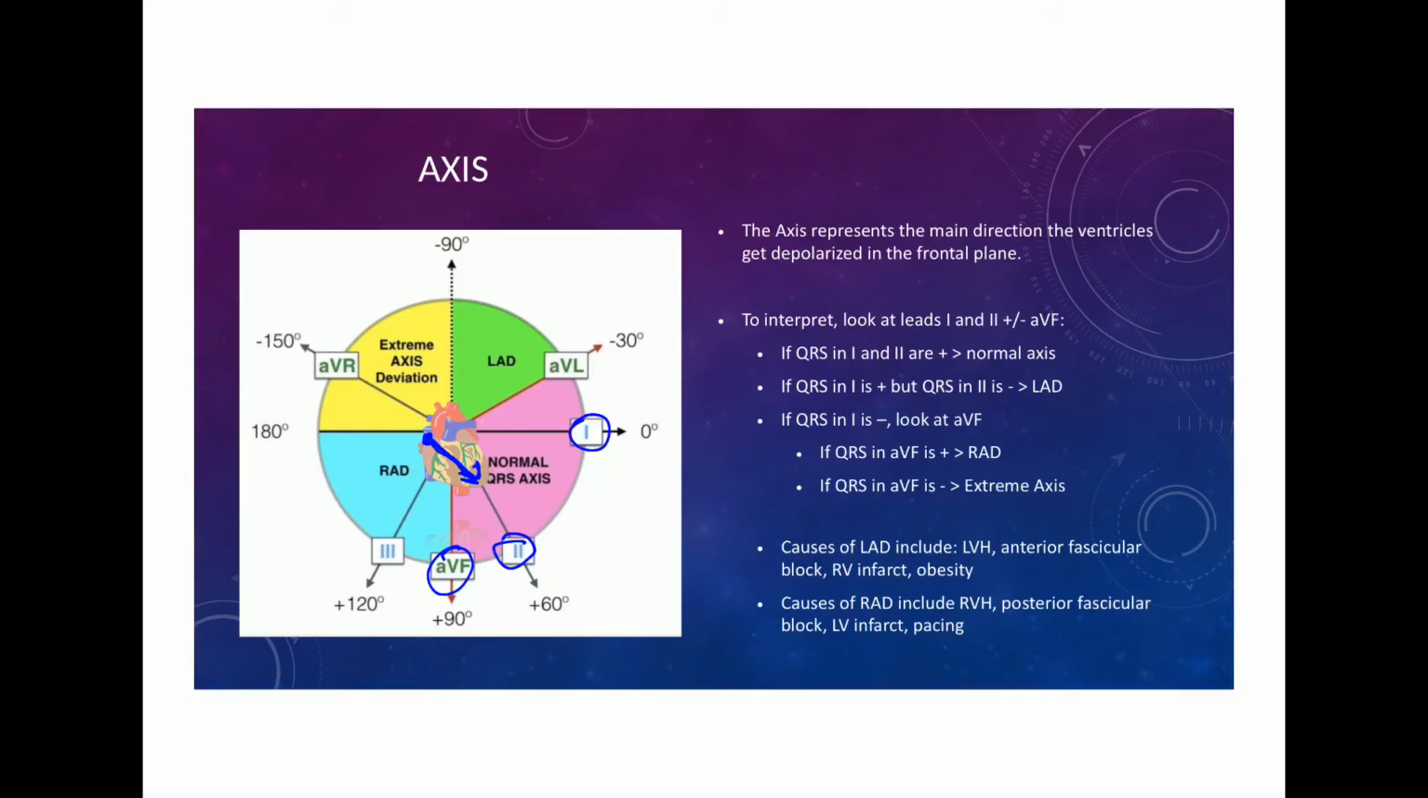So in a normal heart with a normal axis, you should expect to see that the QRS complex in leads 1, 2, and AVF should be all positive.